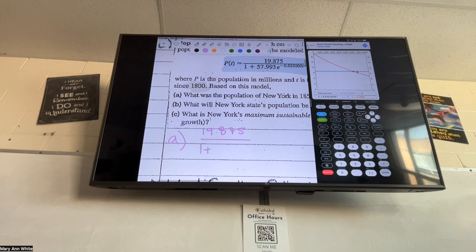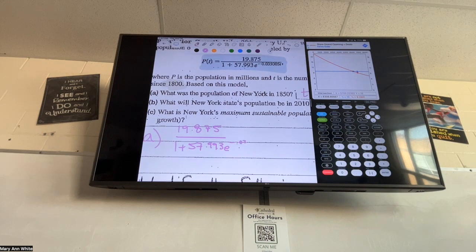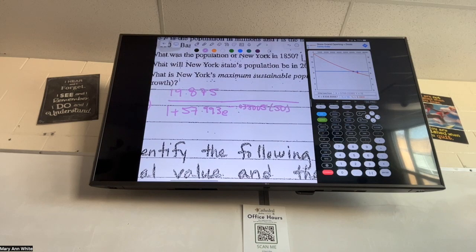So go ahead and get your calculator. Let's do that. 19.875 all over 1 plus 57.993 e raised to the negative... oh, that's a crazy number... and then times 50. All right. I like to plug this in piece by piece, but I have a distrust of calculators in general, just because with the older calculators you had to use a lot of parentheses. So I'm going to plug it in piece by piece. You feel free to plug it in how you would normally, and then see if you get the same answer as I do. As I do it piece by piece, I'm going to do the exponent first. So negative 0.035005 times 50. I did the exponent. Now I'm going to do e raised to that number.